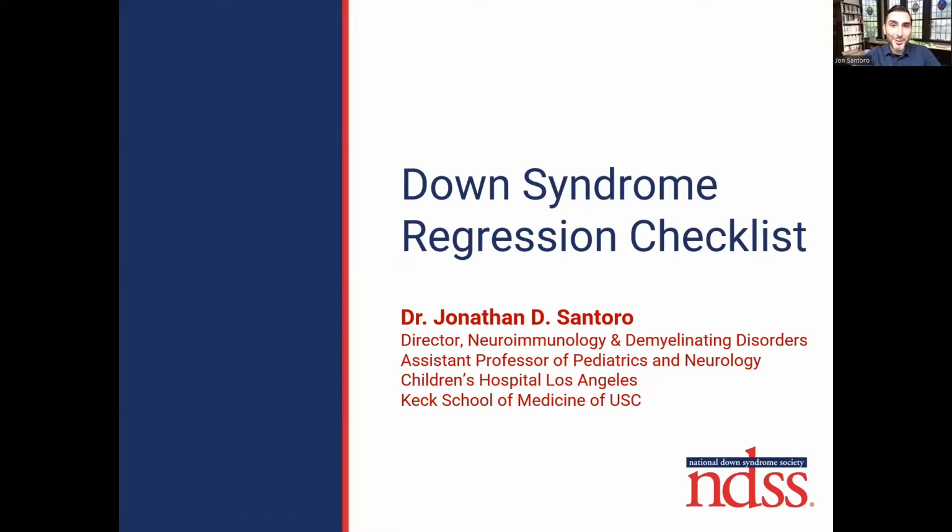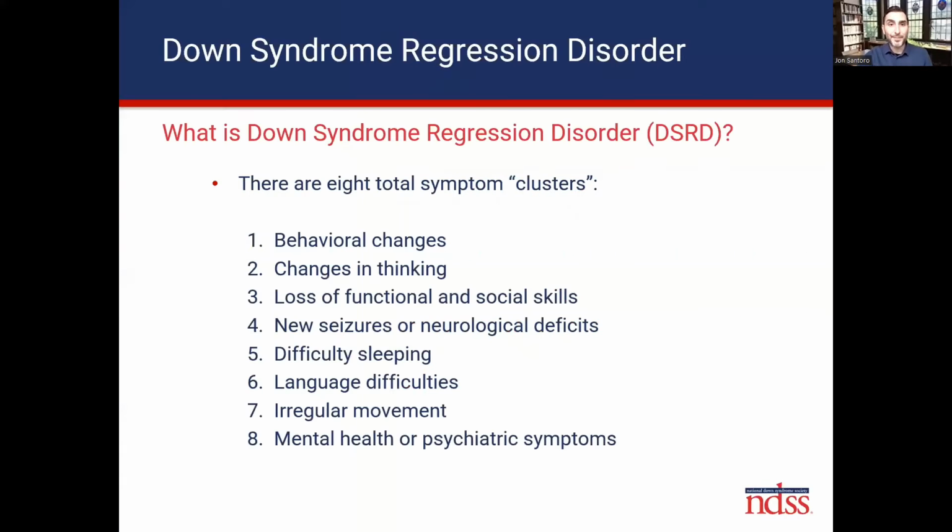Obviously, Down syndrome regression disorder is a passion area for me, but I do want to say before we get started and go through this checklist, it really should be used as a tool to see if the symptoms might fit with Down syndrome regression disorder. Ultimately, if you have a concern, we still want you to seek care from your primary care doctor or your subspecialist neurologist or psychiatrist, but this can be used to see if maybe we should be considering this diagnosis more so than something else. So with that, we break Down syndrome regression disorder into 8 symptom clusters, meaning that there's kind of broad categories of the symptoms that individuals with this condition might experience.